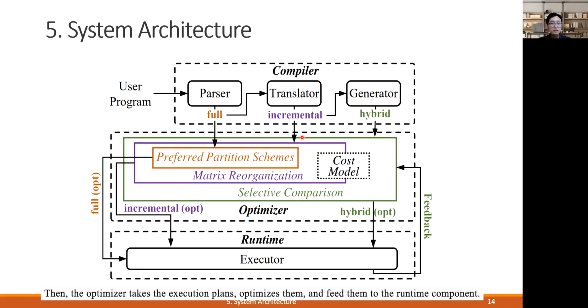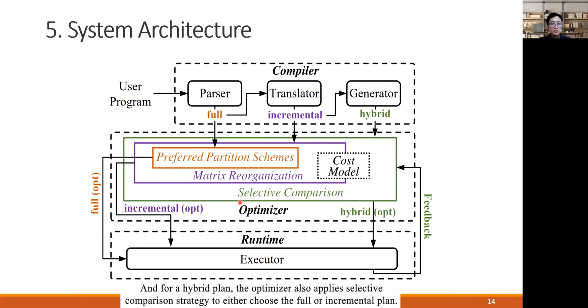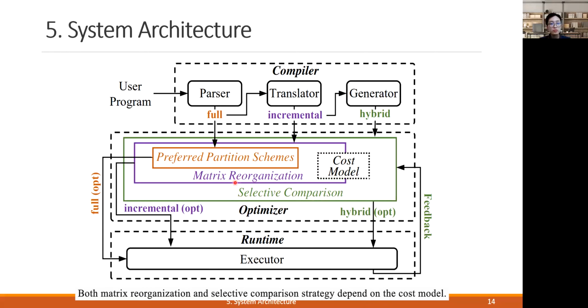Then, the optimizer takes the execution plans, optimizes them, and feeds them to the runtime component. Here, for the incremental plan, the optimizer employs matrix reorganization to reduce the communication costs. And for a hybrid plan, the optimizer also applies the selective comparison strategy to choose either the full or incremental plan. Both matrix reorganization and selective comparison strategy depend on the cost model. And finally, the runtime component executes the optimized plan.